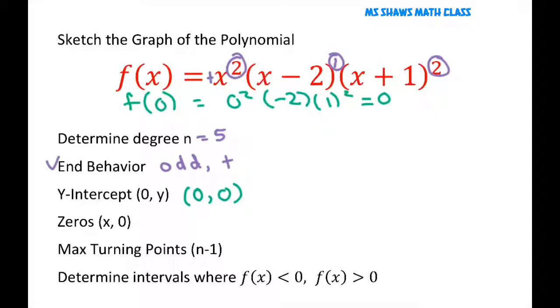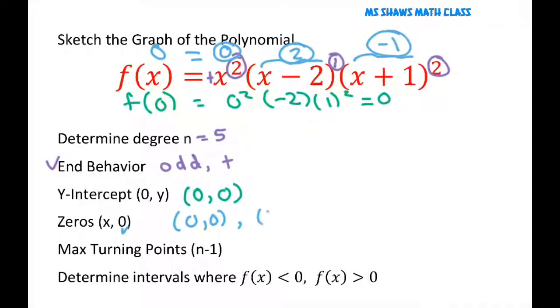Now let's look at our zeros. That just means your y is 0. So make that 0. And so this could be a 0. And 2 minus 2 is 0. And negative 1 plus 1 is 0. So here you have 3 zeros. So we have 0, comma 0. We have 2, comma 0. And we have negative 1, comma 0.